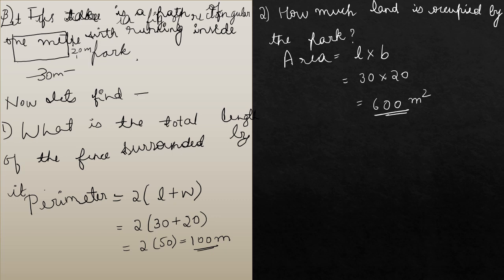Why meter square? Because we are multiplying 30 meter into 20 meter. Meter into meter, meter square. Area unit is meter square. Here perimeter we are adding, so only meter. Understood? Okay, let's go to third question.